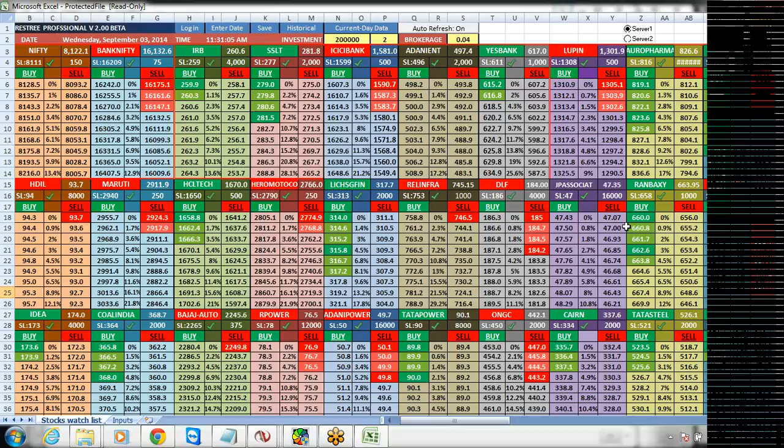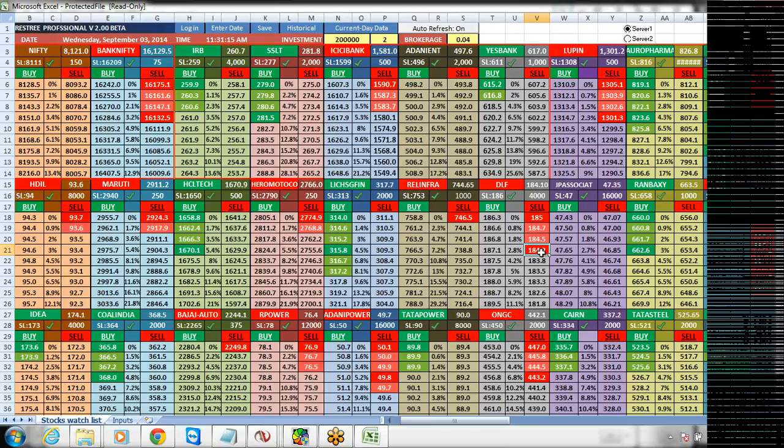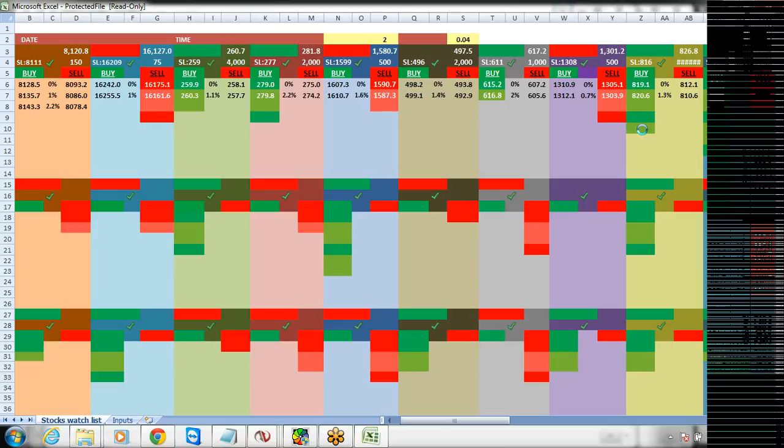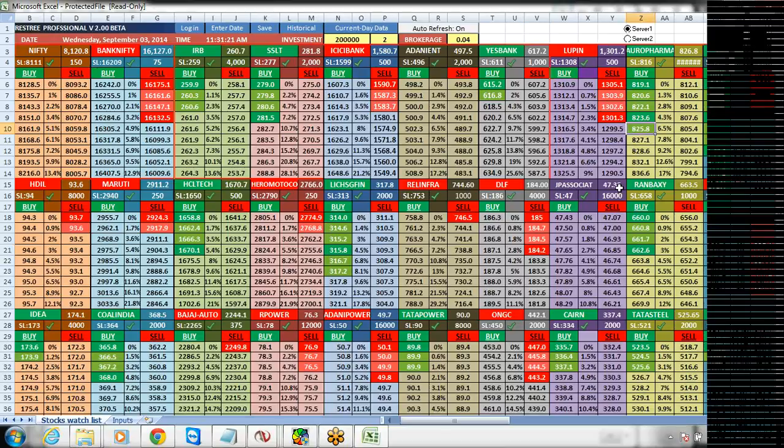So if you have any doubts, you can just type it in the chat box. So DLF is at intermediate targets. You can see Aurobindo Pharma is at target 4.